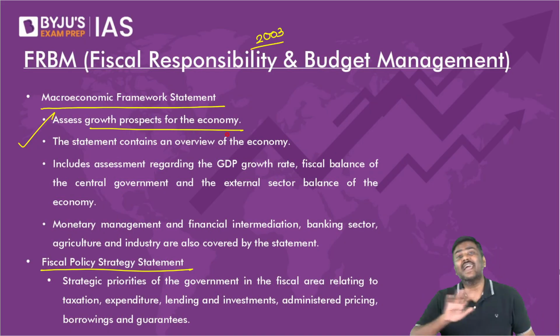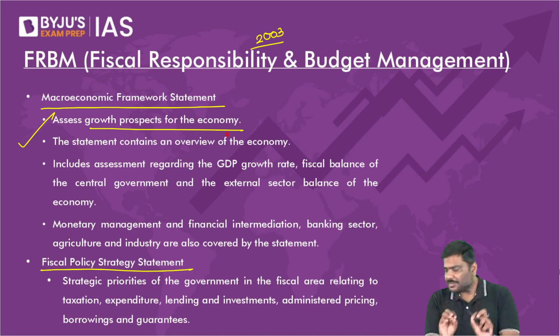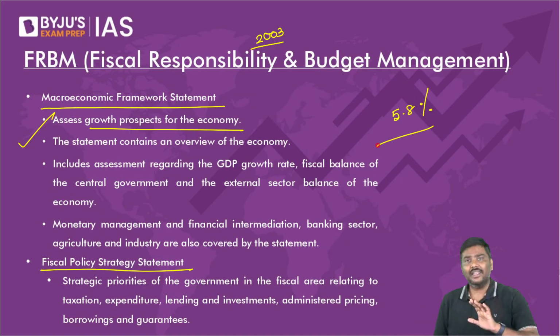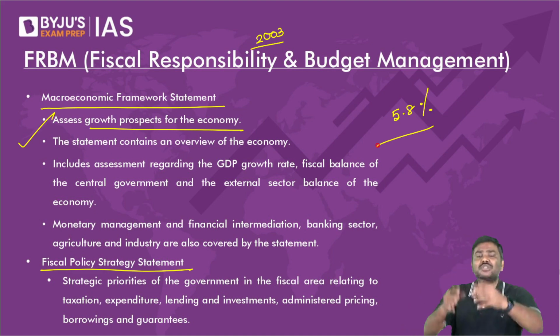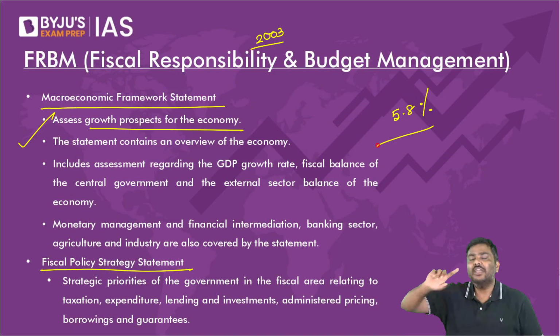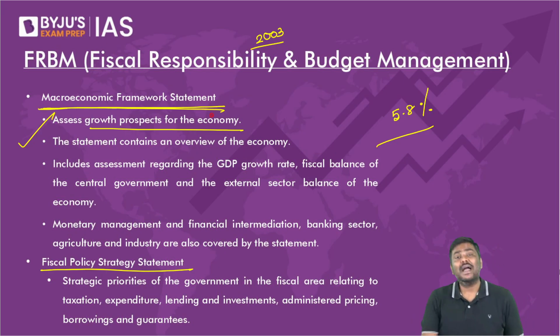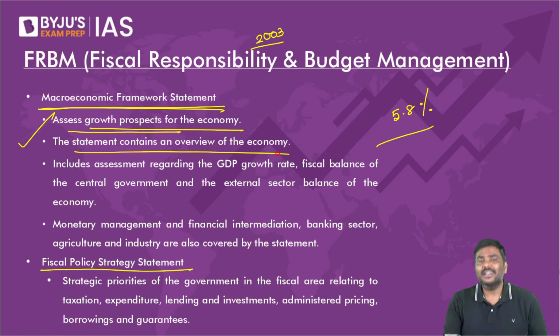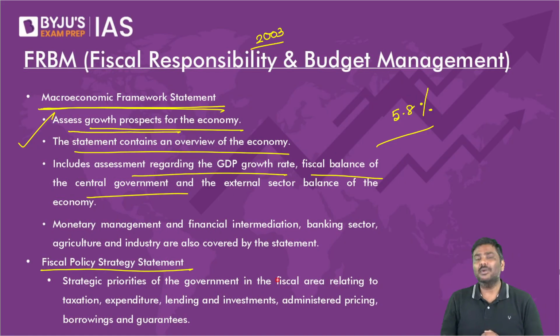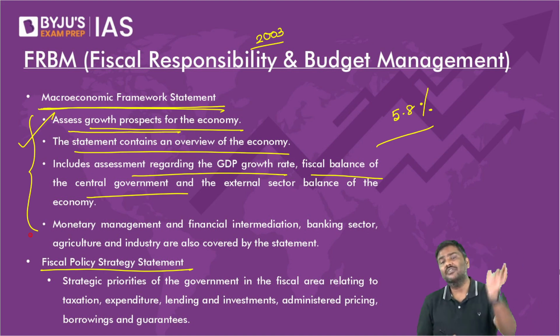Please understand. Is it a guarantee? Please do let me know. If the finance minister tells you in the budget, next financial year, we will achieve a GDP growth rate of, let's say, 5.8%. Is it a guarantee? It's not a guarantee. It is basically an assessment. Based on the current parameters, the finance minister says we might end up achieving a 5.8% GDP growth rate in the next 1 year. That is generally done in a macroeconomic framework statement. Assess what is the growth prospect for the economy. The statement contains an overview of the economy, includes assessment regarding GDP growth rate, fiscal balance of the central government, external sector balance, etc. So all of this data is given in the macroeconomic framework statement.